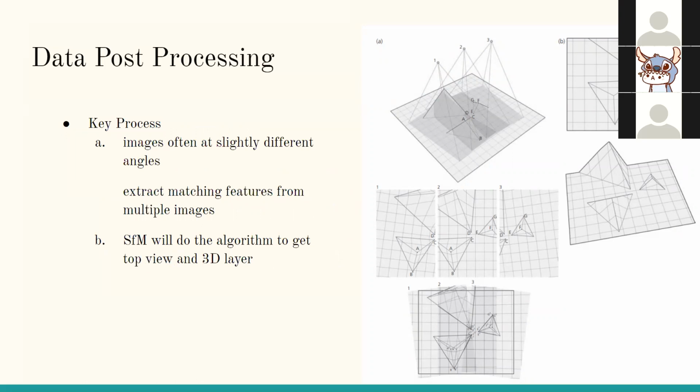For part A, images are often captured at slightly different angles by changing the pose of the drone, and the reference points that occur on two or more photographs are marked. Then the images can be merged together. Part B shows the top view and the 3D after the SFM algorithm.